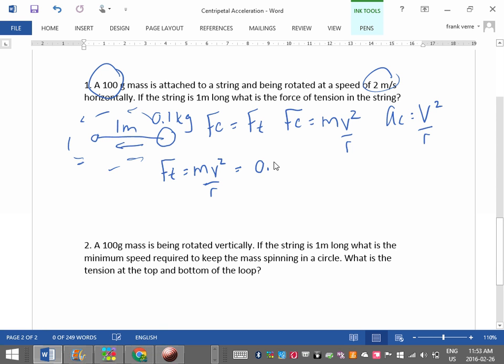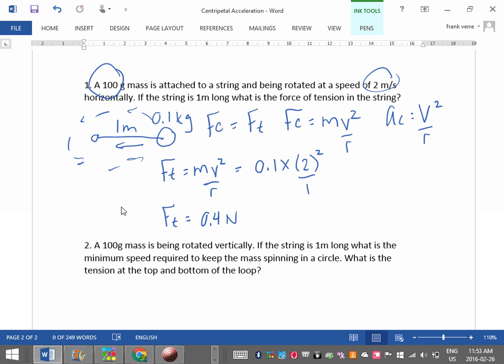We have the mass of the ball. We have the speed, which is 2 meters per second, squared. And we have the radius, which is 1. So the tension is 4 over 1 times 0.1, which is 0.4 newtons. Okay? So that's the centripetal force, which in this case is the tension.